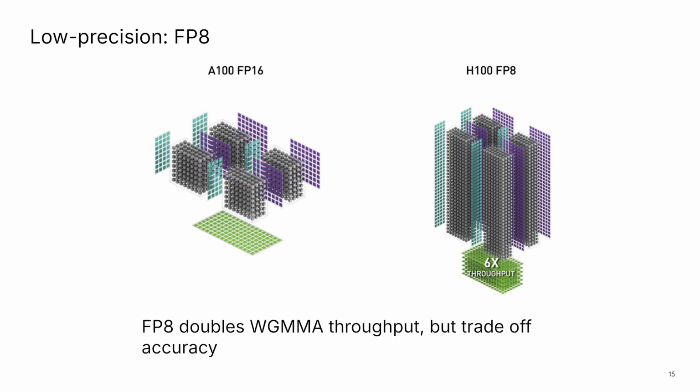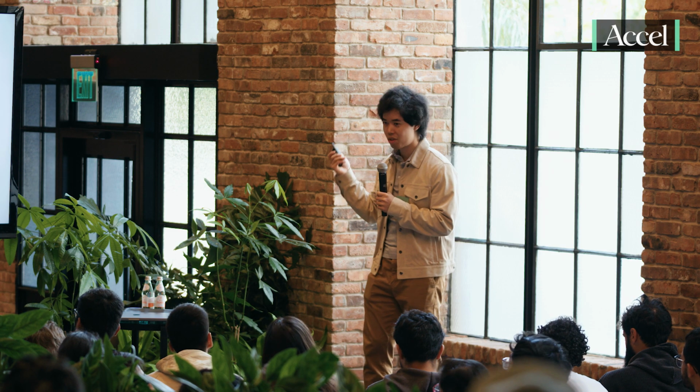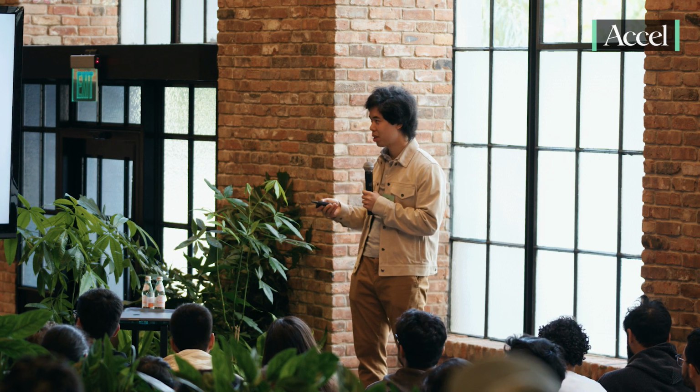So now I'll talk about low precision. Why do we care about low precision? In theory, it gives you twice the throughput essentially for free. The hardware can execute, for example, FP8 matrix multiplication at twice the throughput compared to FP16. But there's a trade-off. Low precision means more numerical error, and there are ways you need to deal with that.